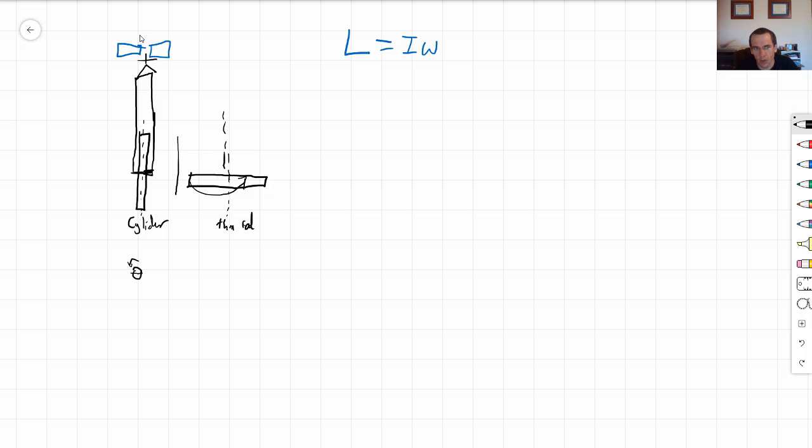Okay, and so let's say that at the beginning it had an angular velocity of, say, 3 radians per second. What is its angular velocity after it lays down flat and it's rotating this way? Well, what did we do? What we did was we changed the distribution of the mass about the axis of rotation. We changed its moment of inertia.